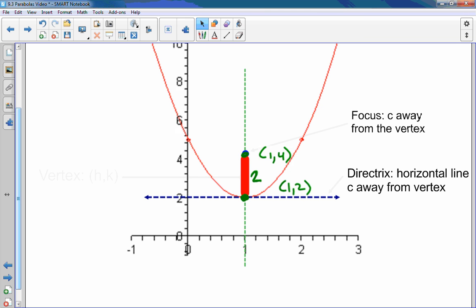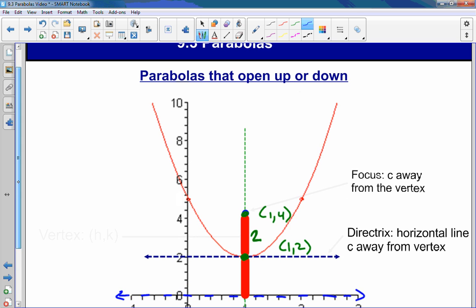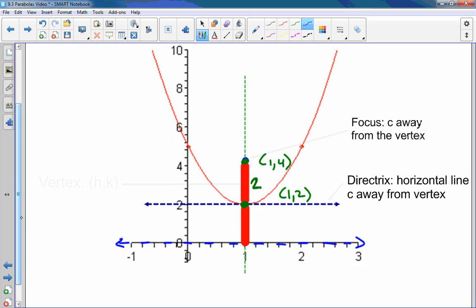Now, this is the same exact value as it is from the vertex to the directrix, which is located down here. Okay, they're always going to be the same. Now, how do we find this C value?